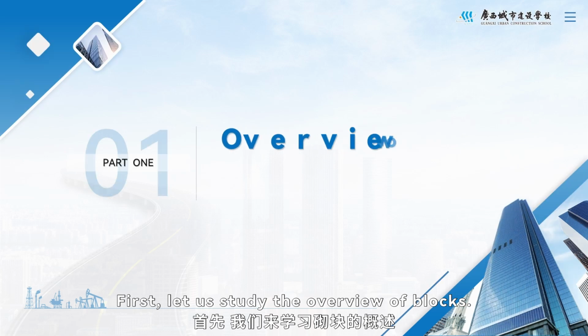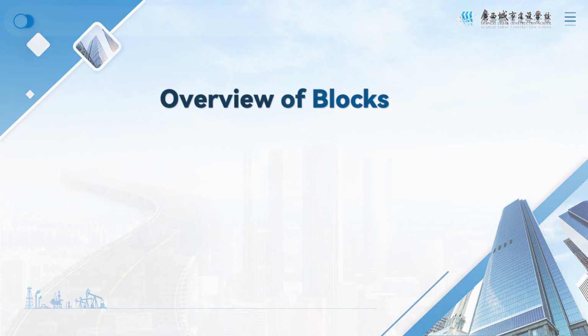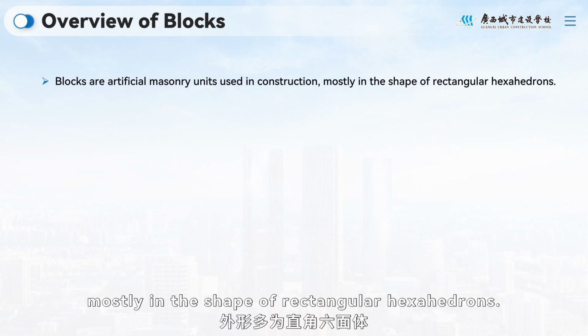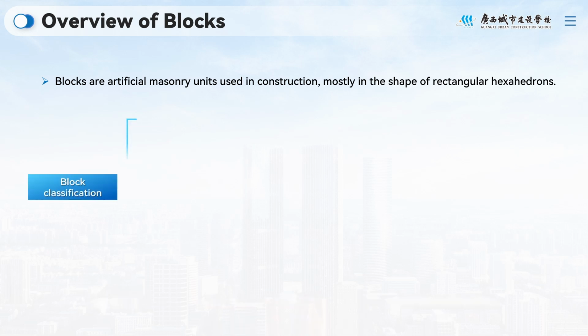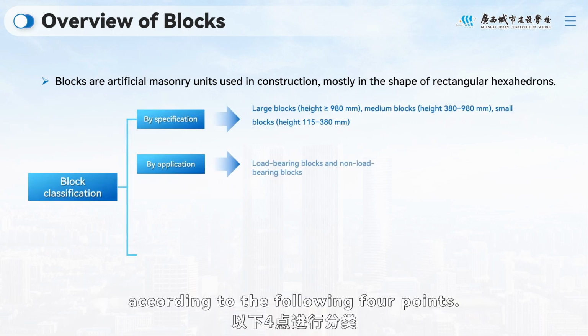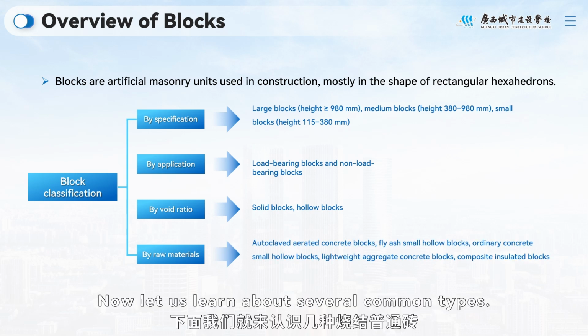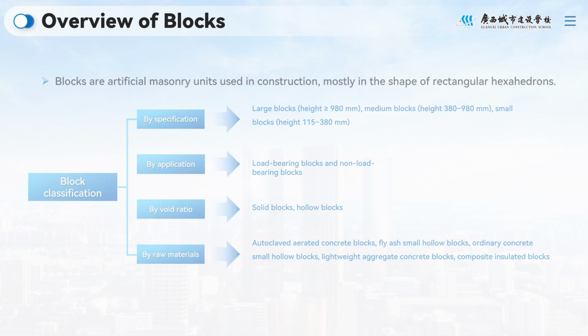First, let us study the overview of blocks. Blocks are artificial masonry units used in construction, mostly in the shape of rectangular hexahedrons. Blocks are classified according to the following 4 points. Now let us learn about several common types.